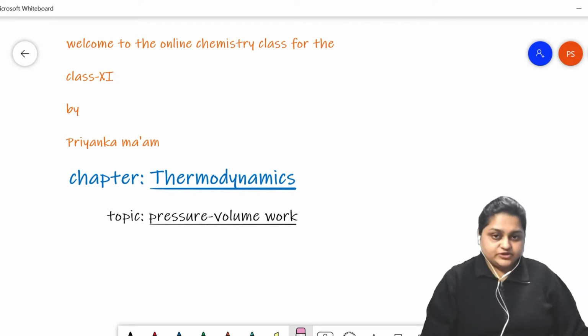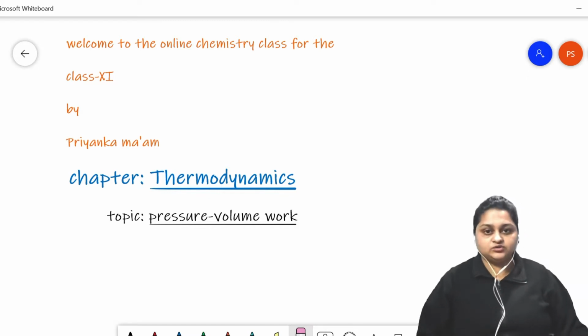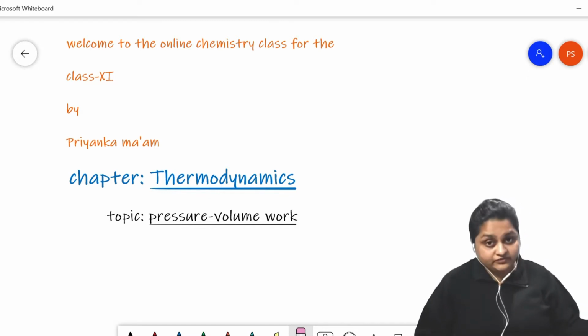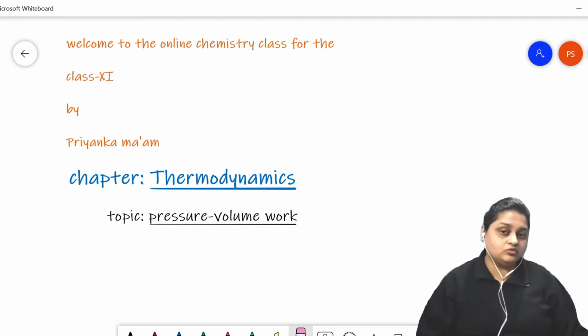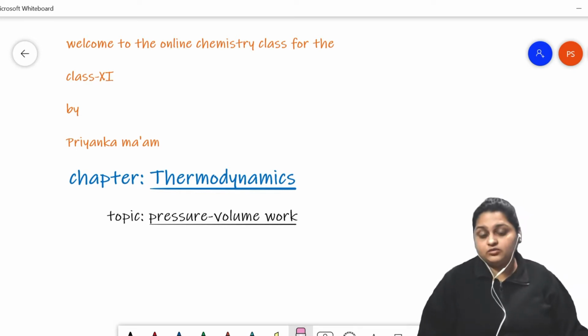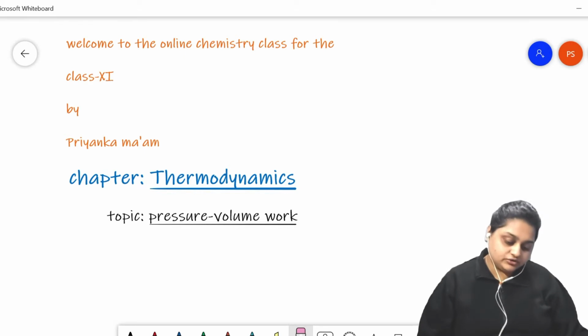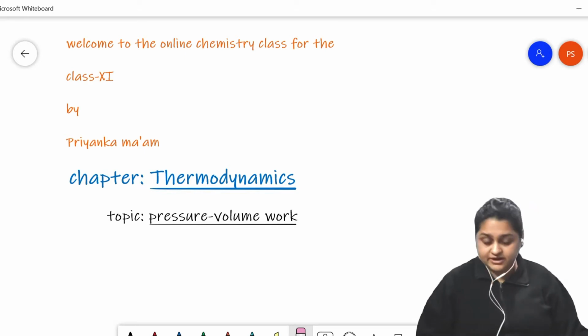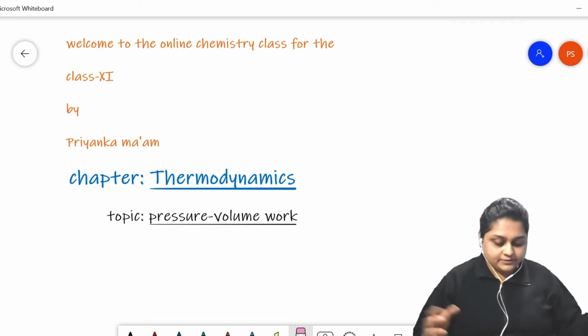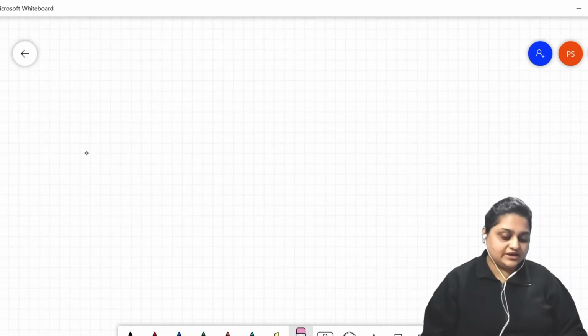In the last class we talked about the definition of work. Now in thermodynamics, work can be of different types depending on how the work is happening. Work can be electrical work, gravitational work, or mechanical work. Mechanical work in other terms is known as pressure-volume work. In chemical thermodynamics that we are studying in chemistry, we are going to deal with the pressure-volume work, that is the mechanical work.